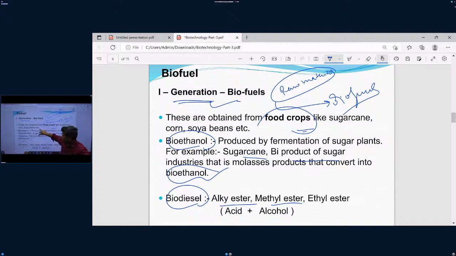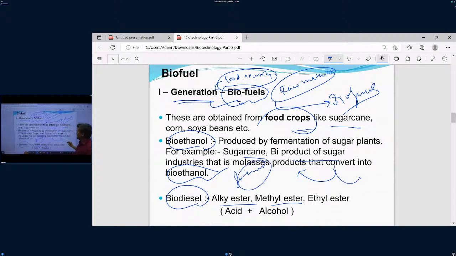Now, this particular generation creates one of the major problems, beta, that is food security. How will it create the food security problem? See, when a particular crop is diverted for the production of biofuel, definitely on the one hand, there is energy security. But on the other hand, it will create a food security problem, because these are edible crops. Sugarcane, corn, soybean, these are edible crops. If you divert these crops towards the production of biofuel, then it will create the problem of food security. That's why these are not preferred nowadays.